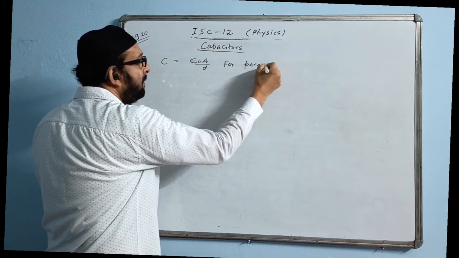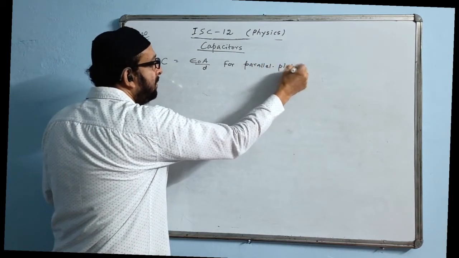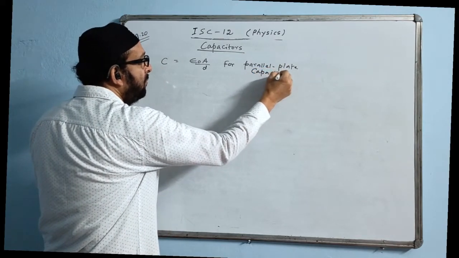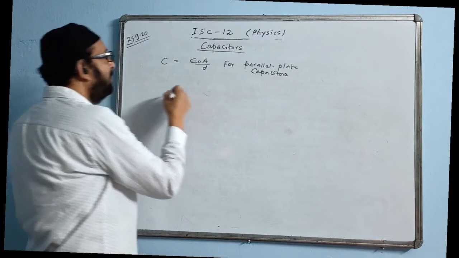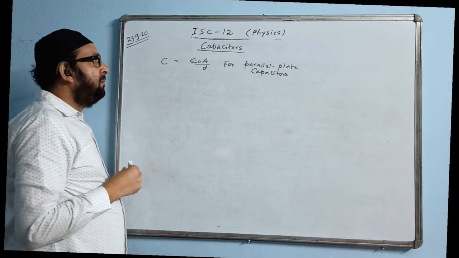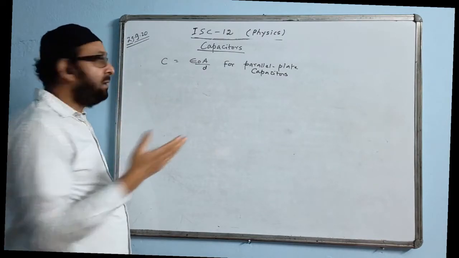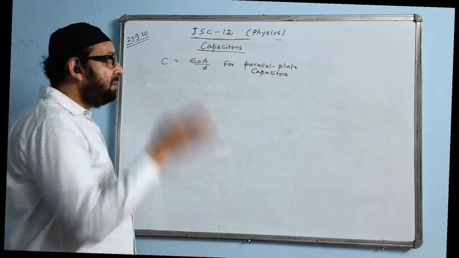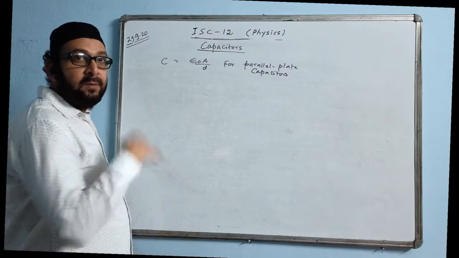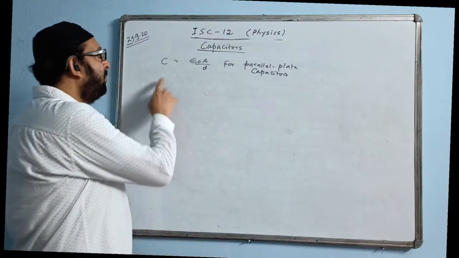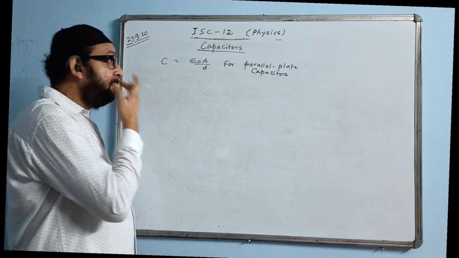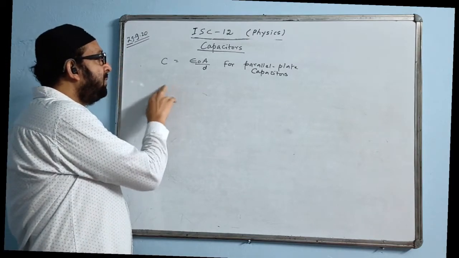Parallel plate capacitor. And when we are having a dielectric medium, the capacitance increases by K times. The potential voltage will decrease by K times, but the capacitance increases by K times. The formula of energy stored is half CV square.